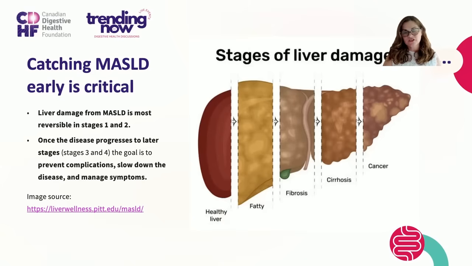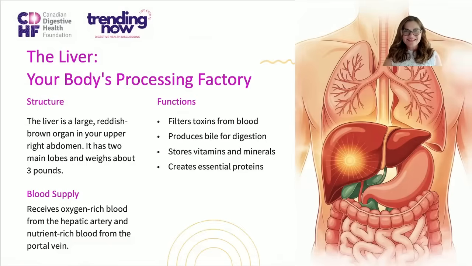That's why catching it early is critical. Why is this reddish-brown organ located in the upper right part of your body or abdomen important? Because your liver is one of the hardest working organs in your body, kind of like a built-in filter and factory all in one. Here are some of its most important jobs.